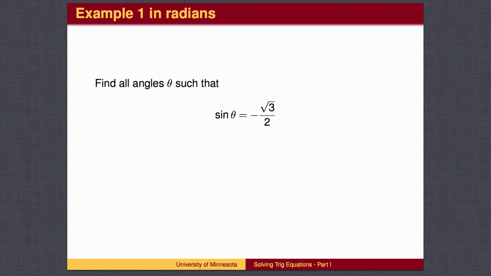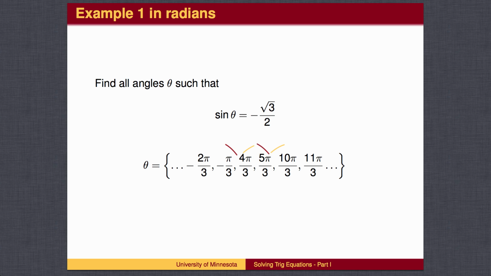We can also do this problem in radians. Again, we find the unit circle values of 4 pi over 3 and 5 pi over 3, then add and subtract full circles as many times as we wish.